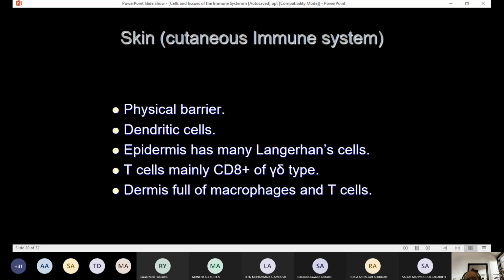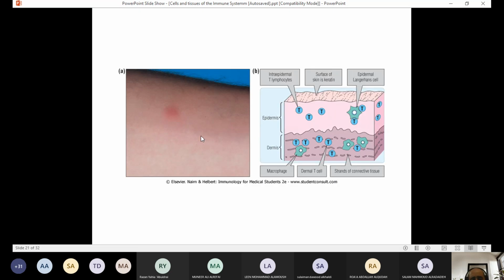And the dermis, the second layer of the skin, is full of macrophages and T cells. Macrophages here are not just for phagocytosis, destruction and clearance, but also for antigen presentation, as we are going to see as time comes. So the skin provides not just a physical barrier, but also contains many lymphocytes and macrophages that can provide us with protection. Remember macrophages and T cells can provide us with protection.